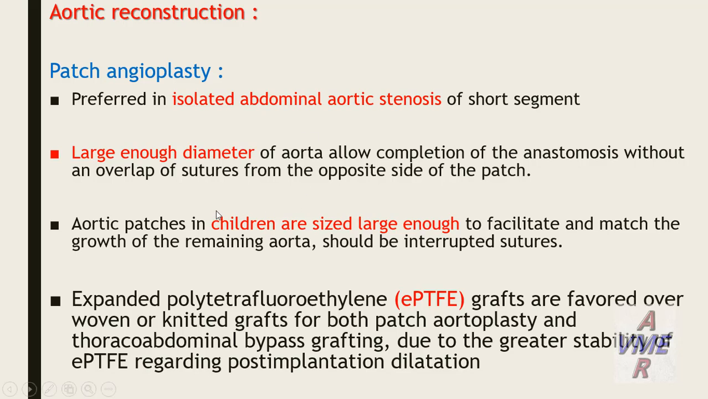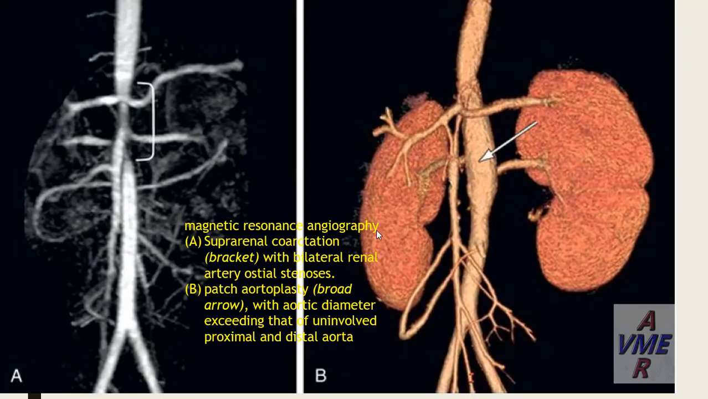In case of the children, be careful. You have to make an interrupted suture and choose a patch that is large enough to facilitate a match with the incoming growth of the remaining aorta. The type of the patch is expanded PTFE, which is preferred as it has less risk of dilatation. This is the case of patch aortoplasty.